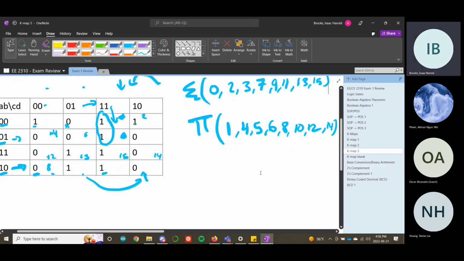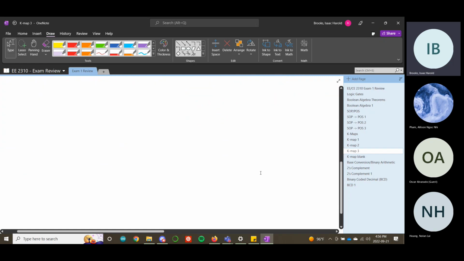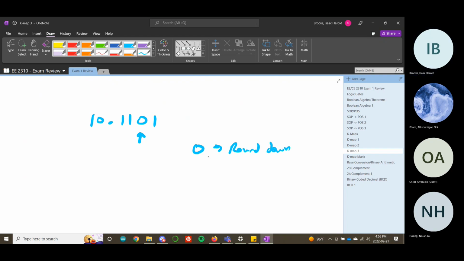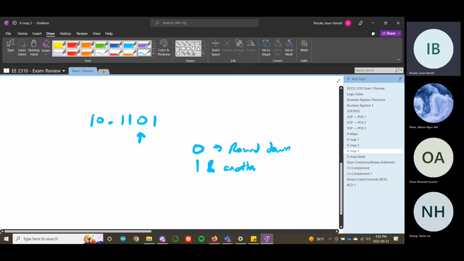Yeah, so rounding in binary is a little weird, right? There's just three rules, and you just have to practice it. If you're rounding to this place value, you look at the next one. If the next one is a 0, round down. If it's a 1 and another 1 eventually, then you round up.